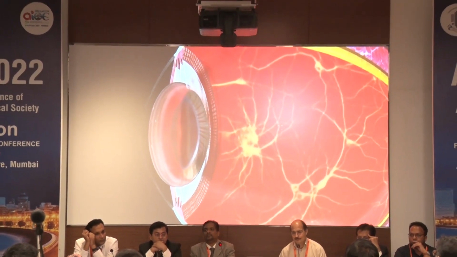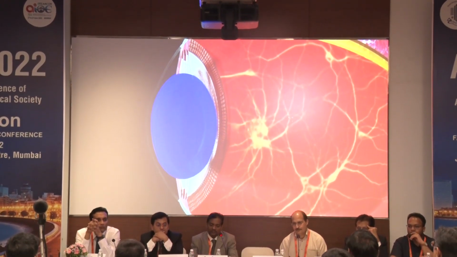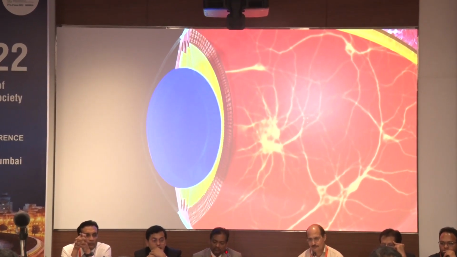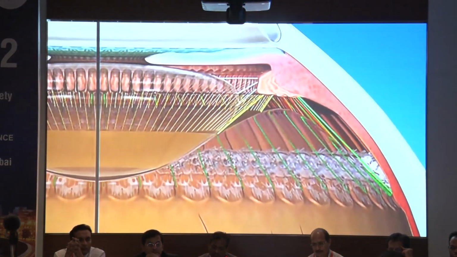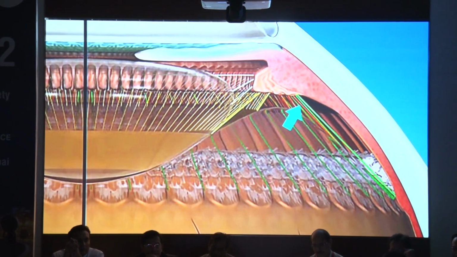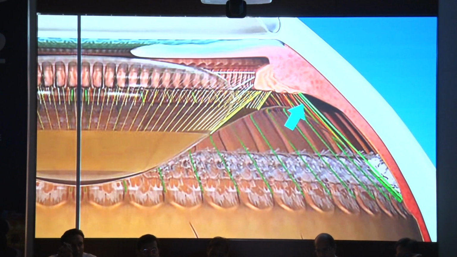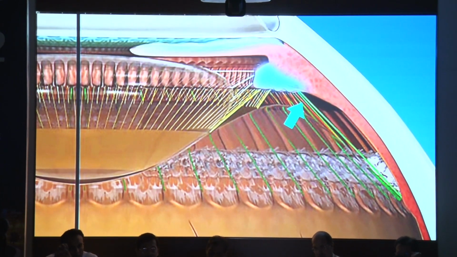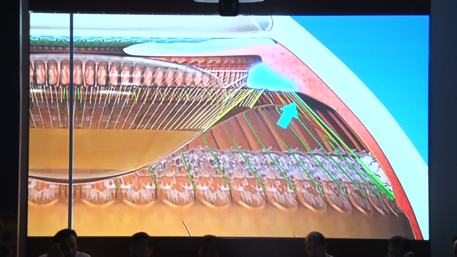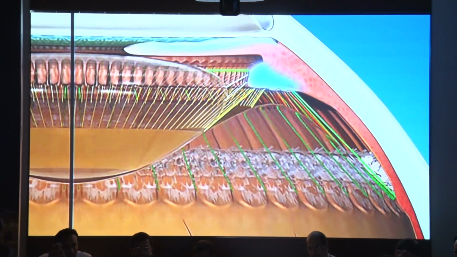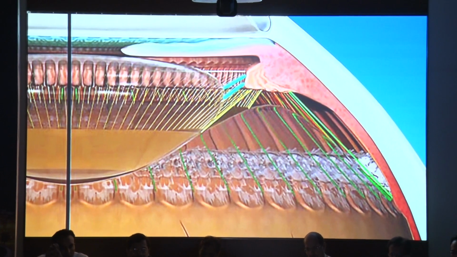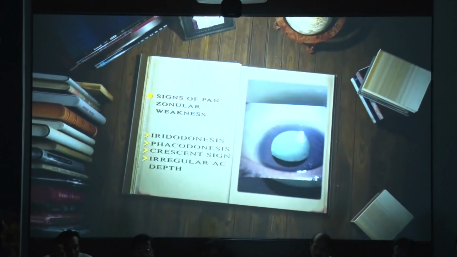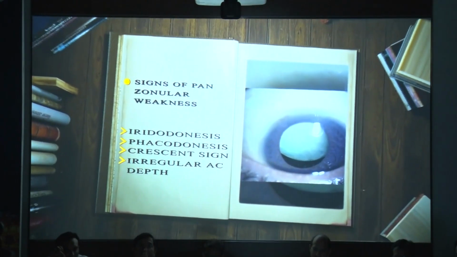The zonules are a series of fine fibers that connect the crystalline lens to the ciliary body. The function of the zonules is to hold the lens in place. The zonular fibers arise from the pars plana and from the zonular plexus in the valleys of the ciliary processes and proceed to form the zonular fork, which forms the zonular limbs, anterior, equatorial and posterior, finally inserting into the lens capsule. The signs of panzonular weakness are well described in literature.